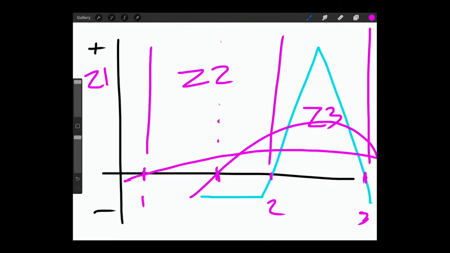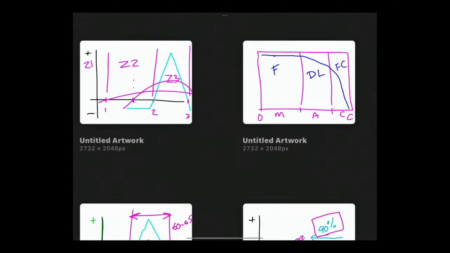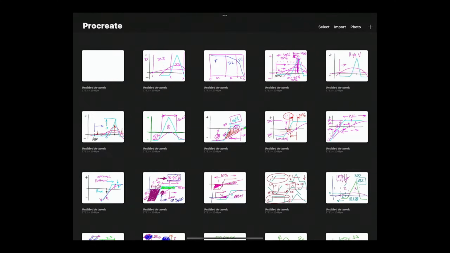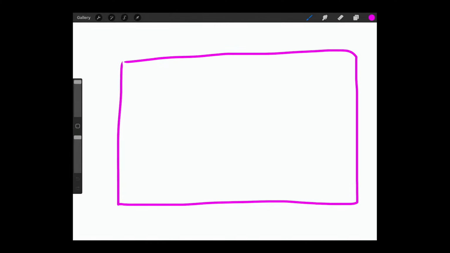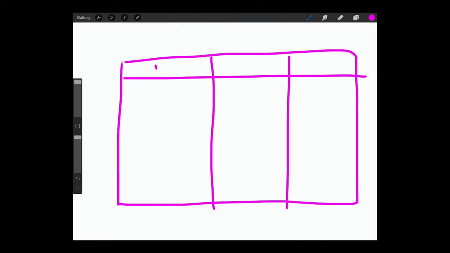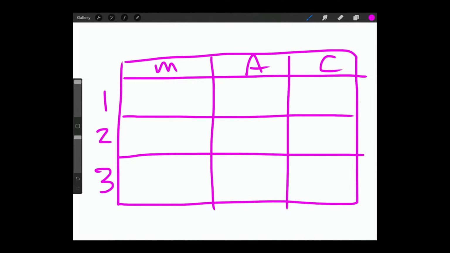So how we treat things in zone 1 or zone 2 or zone 3 are also going to be slightly different depending on what time of the day it is. So now we have this kind of matrix. We have the morning, afternoon, close, zone 1, zone 2, zone 3. And then we just make decisions in each one of these places.